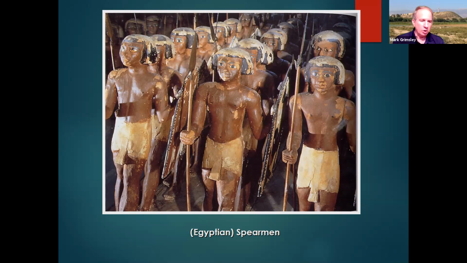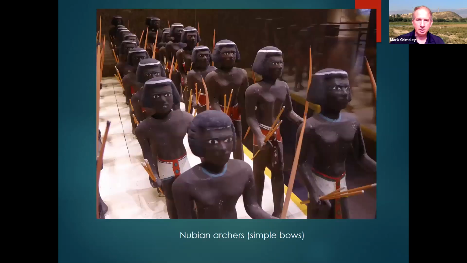Now, these are wooden model soldiers found in the tomb of an Egyptian provincial governor who lived around 2000 BCE. And it's an important source for Egyptian weaponry. So a great deal of what we understand about Egyptian weaponry during this period is by the close study of these wooden soldiers. The collection includes about 40 Egyptian spearmen, and those are shown here, but also 40 Nubian archers armed with simple bows.